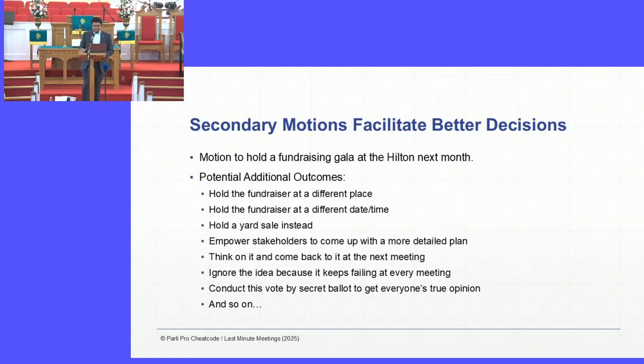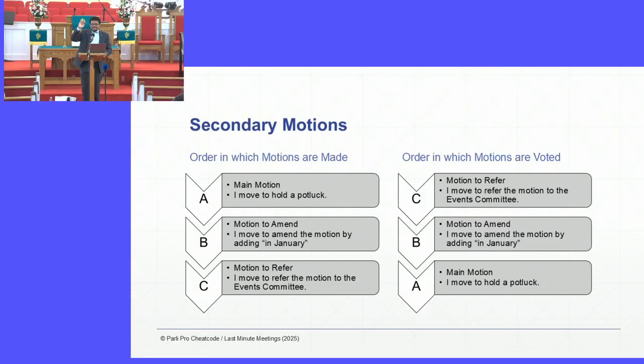So next slide. I wish I had it step by step. Unfortunately, I don't, but I'll have to describe it for you. And so we'll focus on the left side right now. What we have is our ABCs. So we'll start with A. So we have our motion. The first motion is I move to hold a potluck.